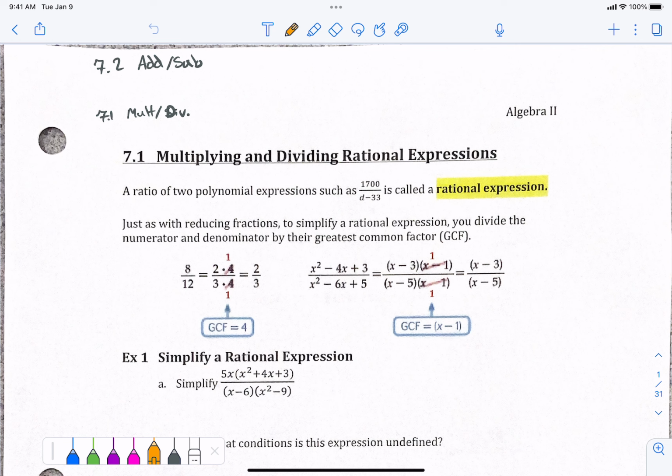Hello, Chloe. This is section 7-1. We're going to get through all of these notes today, but I think then, are you guys listening? Yep. Section 7-2, we usually take 2 days to do, okay?